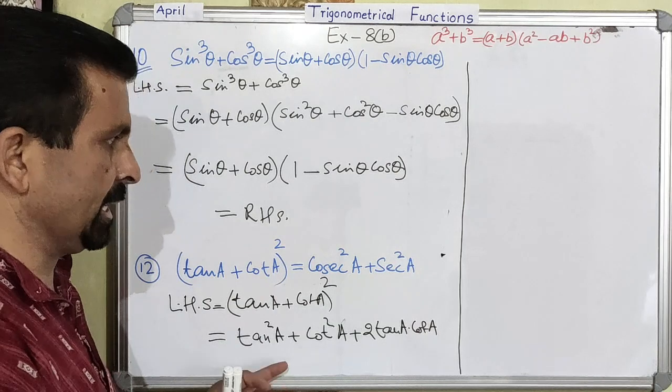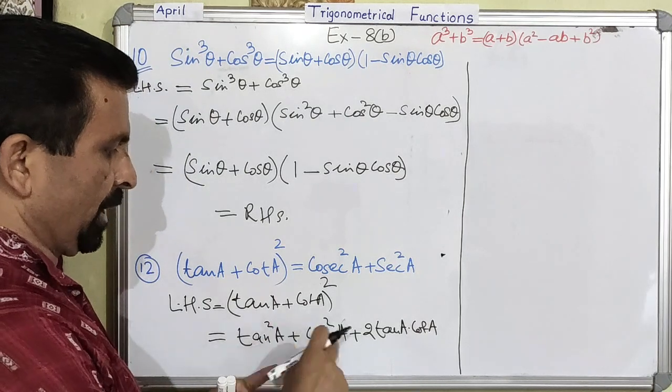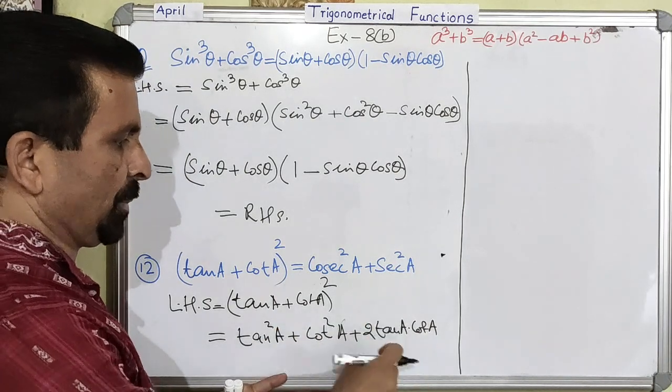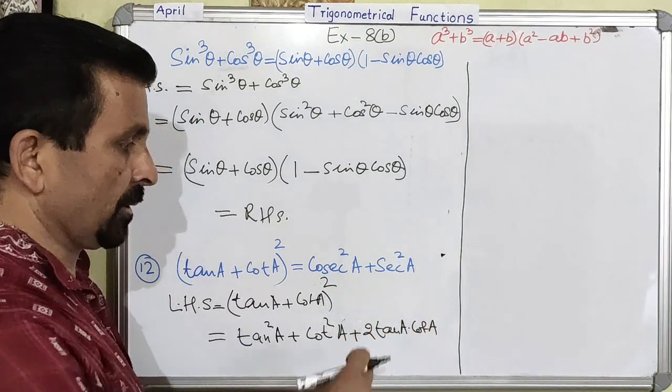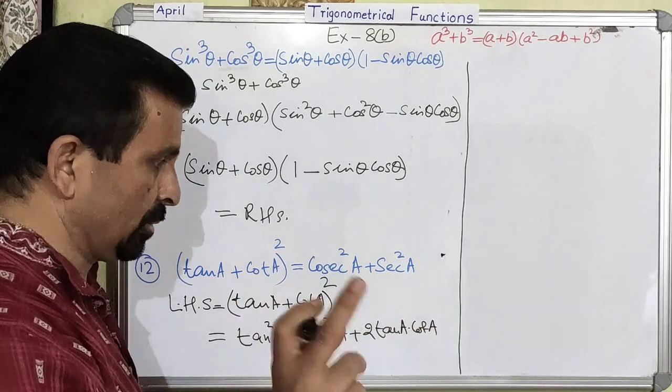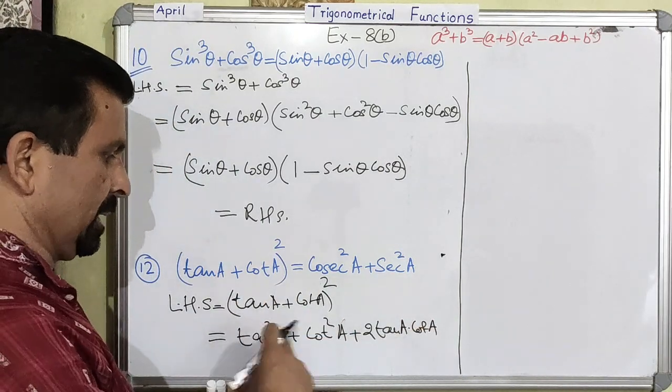We have identity, but before we apply any identity, let me solve this part, because the product of tan A cot A is always equal to 1. The product of tan A cot A is always equal to 1. How is it 1? I will show you. After that we will deal with this one.